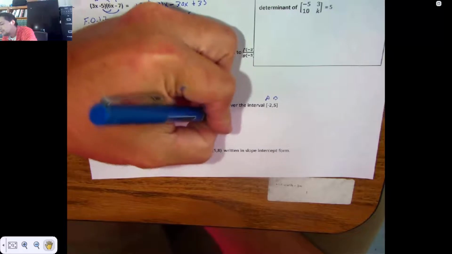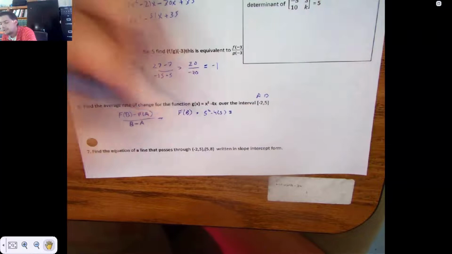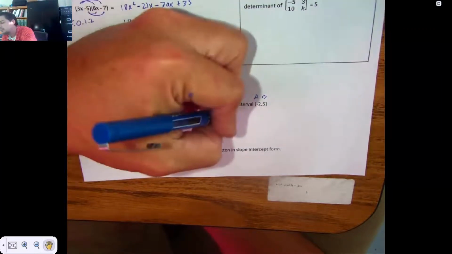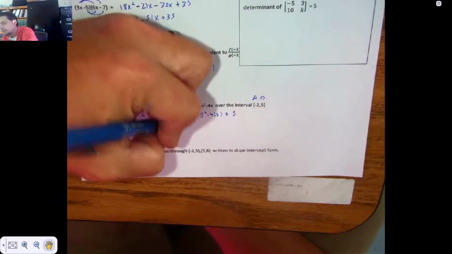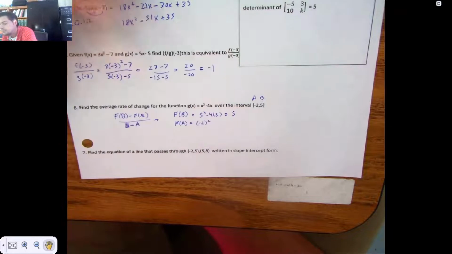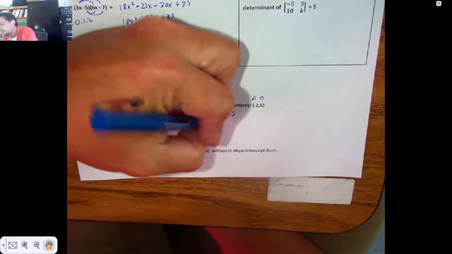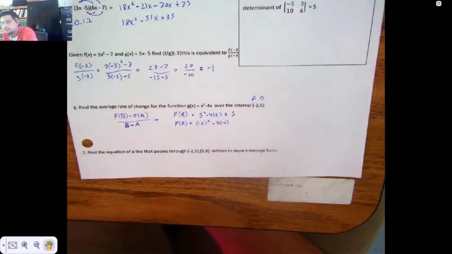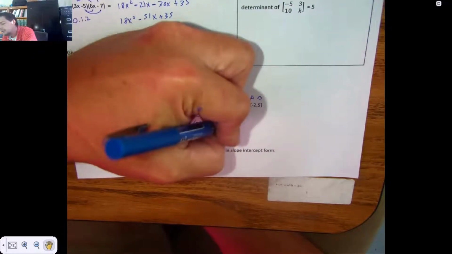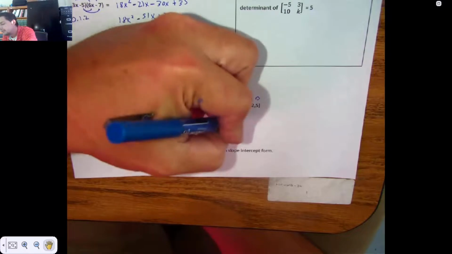F of b is going to be 5 squared minus 4 times 5. These usually come out to be whole numbers. It's because I'm not giving you anything with fractions out front. That's going to be 25 minus 20, which is 5. And I'm going to find f of a, which I find by plugging in a negative 2. This is where kids have a tendency to make mistakes. This is going to be a negative 2 squared, which is 4. Then I'm going to add 8. And that's going to be 12.